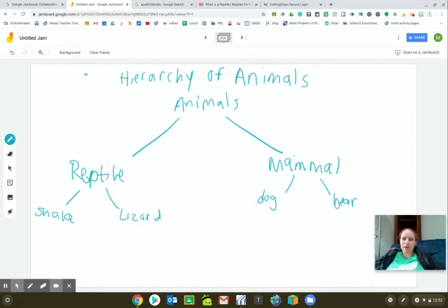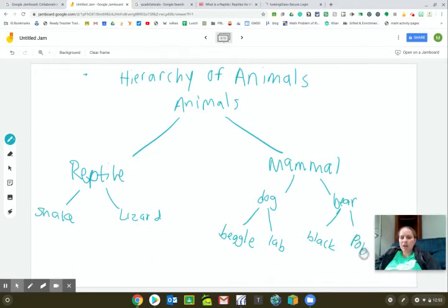So you can't jump categories, but you go to the subcategory, and each time you add another subcategory, it gets more specific. Over here, I could add even more subcategories. For a dog, we could do a specific type of dog, a beagle or a lab. For a bear, we could do a black bear or a polar bear. As you go farther down the chain, you get more specific character traits of those animals. So although a black bear is a type of mammal, it is not a dog. So you see how you can't jump categories.